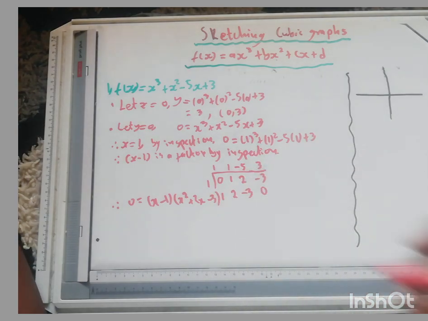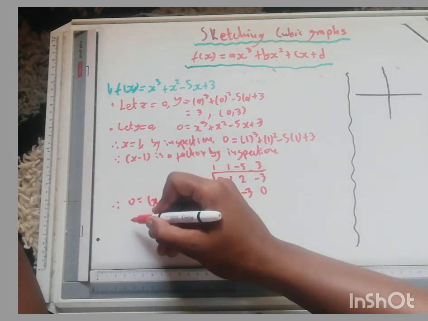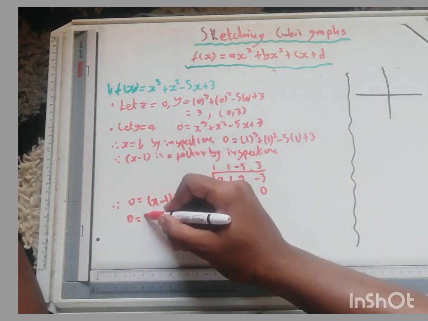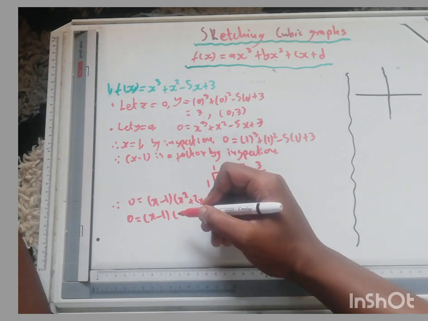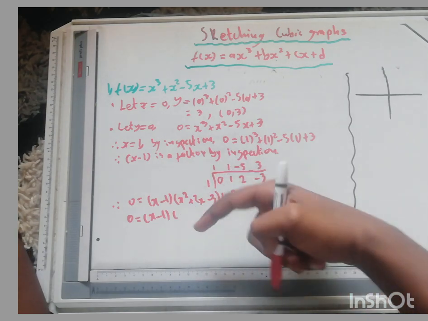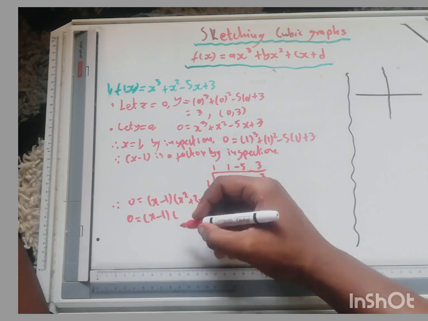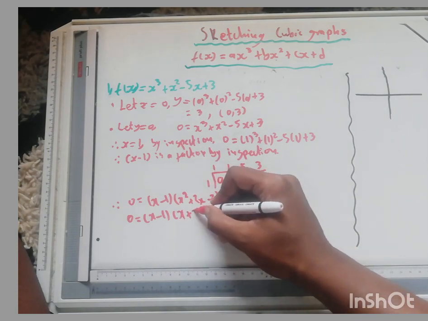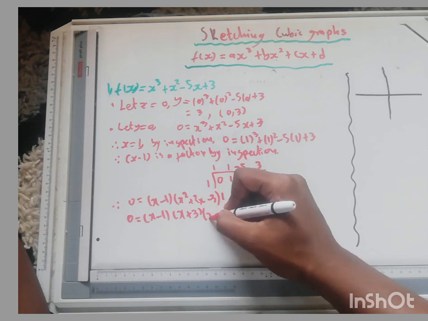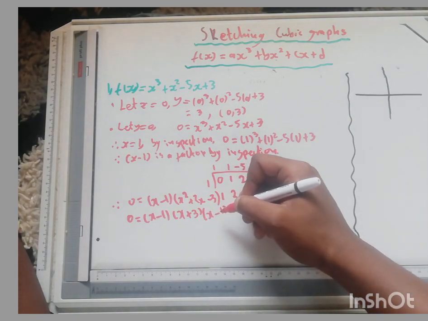So that's what you'll have there. And then from there on, you can see that you can easily factorize the other side now. So this side can be written as x squared plus 2x minus 3. When you factor it out, you'll have (x plus 3)(x minus 1).